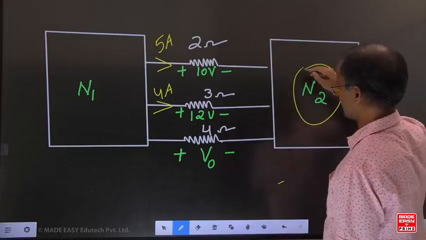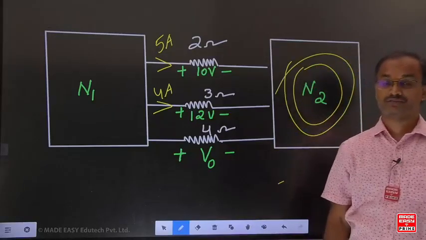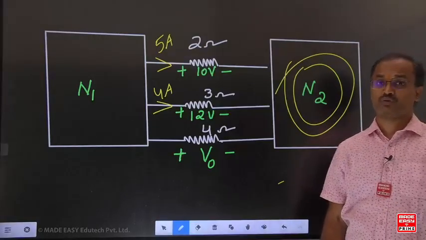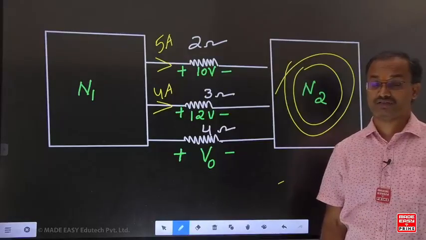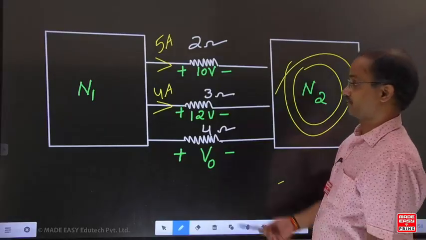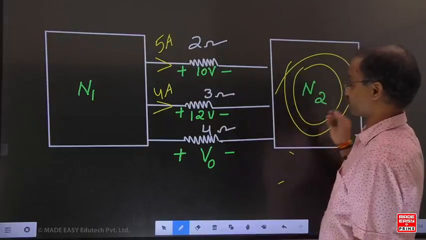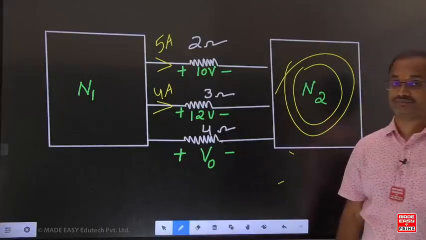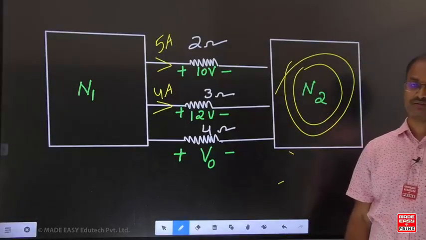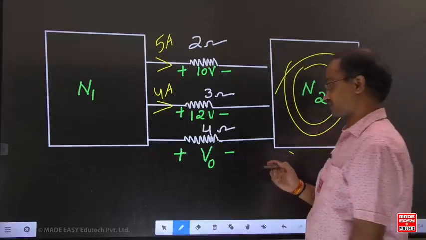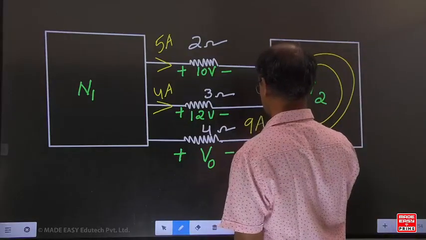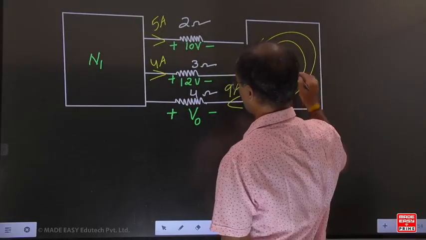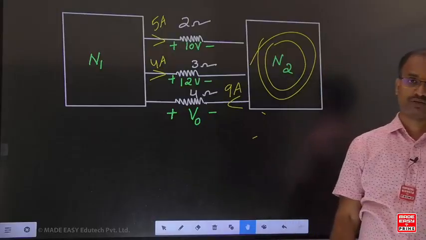Here this entire N2 is one complex network. What is the statement here? Always incoming current should be equal to outgoing currents. Here 5 is the incoming current, and 4 is also incoming current. Incoming current should be equal to outgoing current. How much is the outgoing current? 9 amperes.